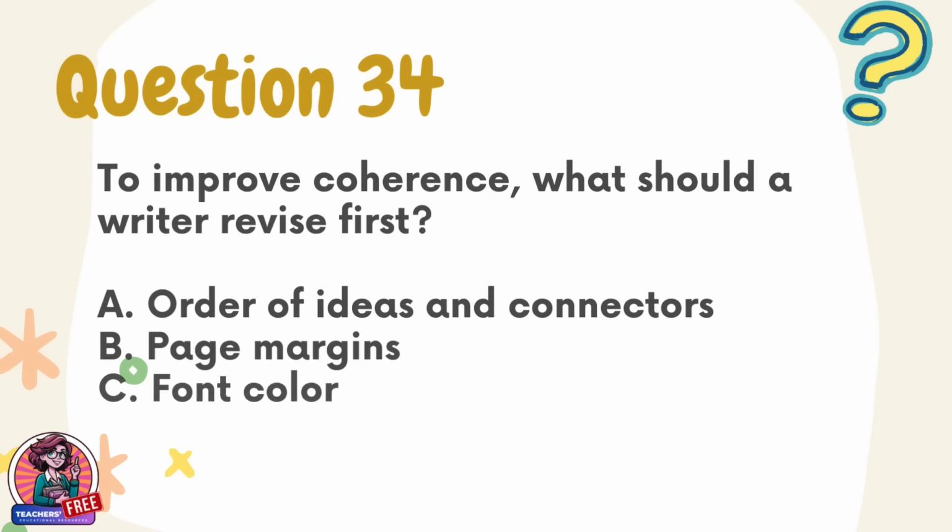Question 34. To improve coherence, what should a writer revise first? A. Order of ideas and connectors. B. Page margins. C. Font color.